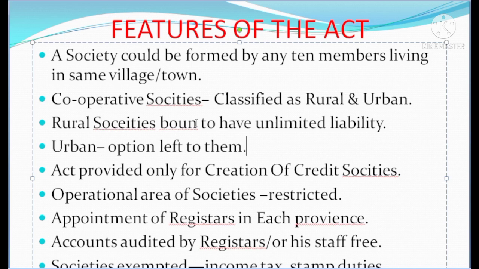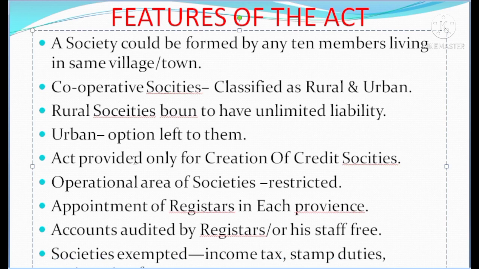The cooperative societies were classified into rural and urban. In rural societies, they were bound to have unlimited liability, while in urban societies, the option was left to them whether they will go for unlimited liability or limited liability. The Act provided only for creation of credit societies. Very important point. That means this Act only provided for creation of credit societies. Operational area of societies was restricted. That means operational area of rural societies as well as urban societies was restricted.